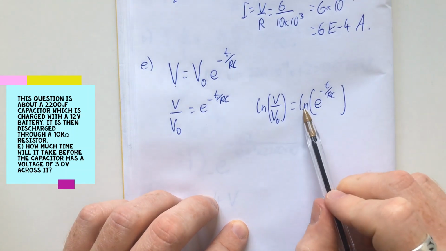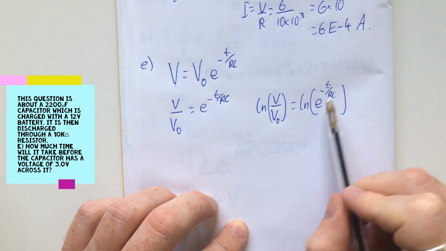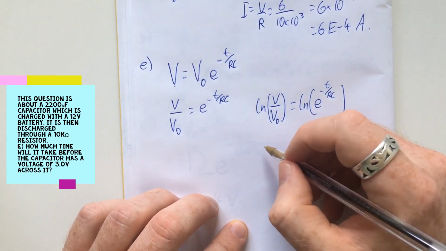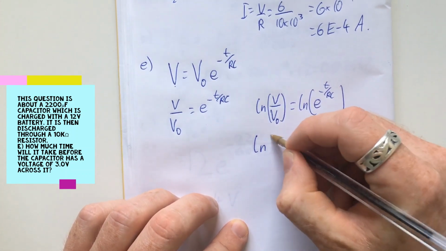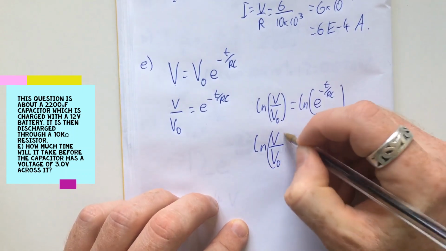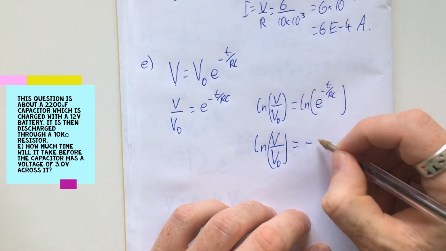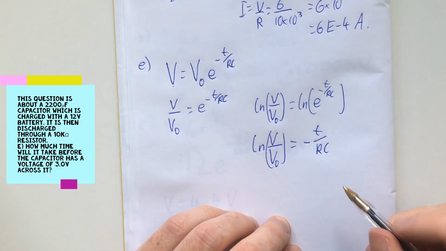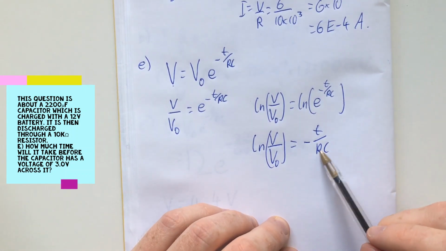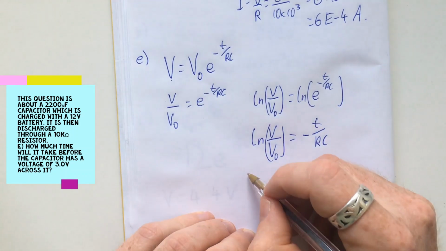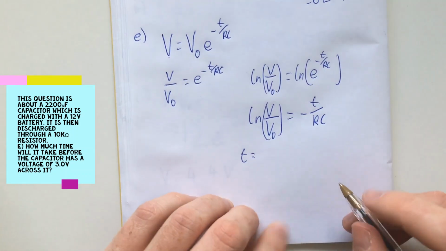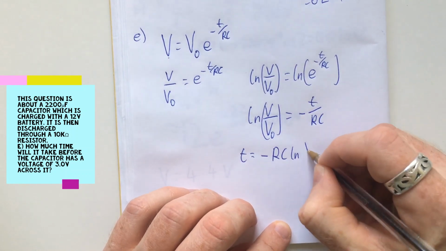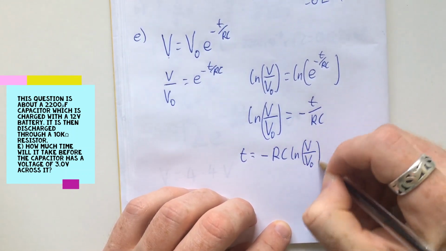Now, when I take the natural logarithm of e to the power of something, the ln and the e cancel each other out. So what I'm left with is ln V over V naught equals minus t over RC. I then want to rearrange for t, so I'm going to bring the RC and the minus sign to the other side, and I'll end up having t equals minus RC times ln V over V naught.